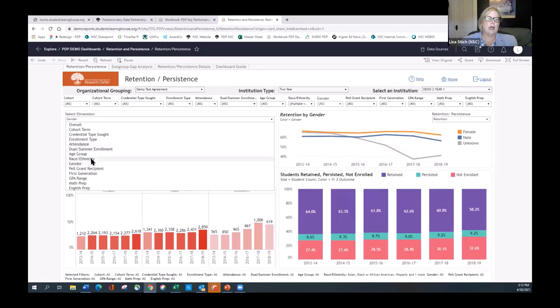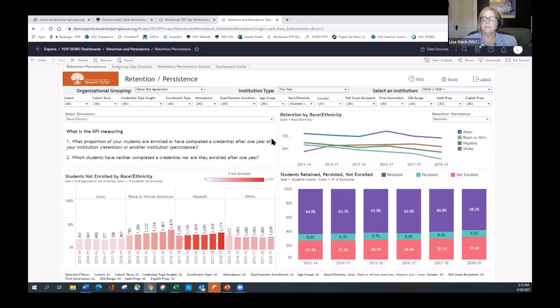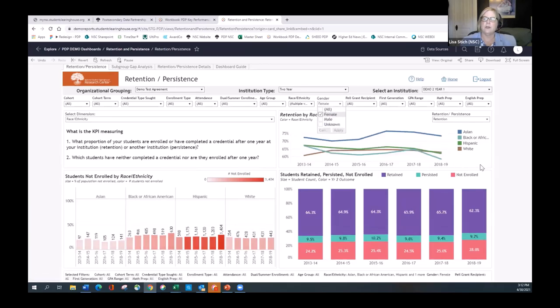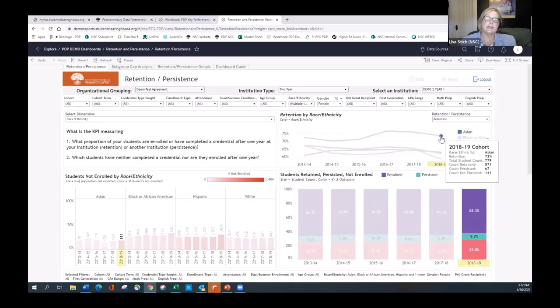So let's go back to race and ethnicity, and then we'll use our filter here to select just females. Here we see that Asian students are up to 73%. They've had an increase, and the gaps between the other three groups have collapsed quite a bit. So we have white students at 63, Hispanic at 62, and Black students at 58. So a much smaller gap.